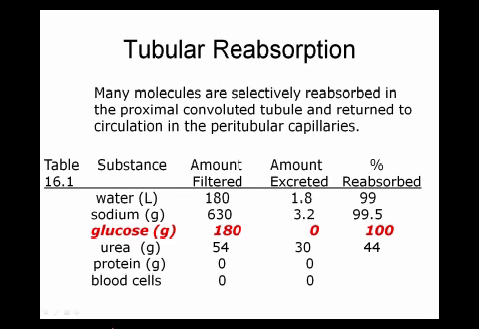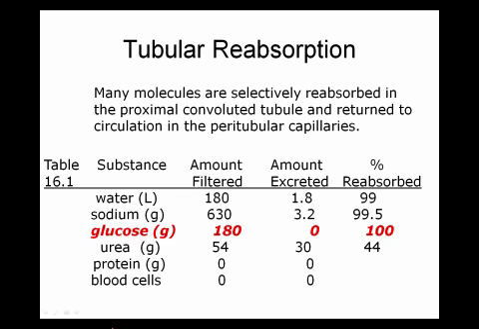It's conserved. 630 grams of sodium, almost 100% of that is conserved. Now again, this is going to be highly variable depending on sodium intake and activity level. There in the middle, glucose. Glucose is food. So about 180 grams a day is filtered out of the kidneys. None of that should be excreted. 100% of that should be absorbed in the proximal convoluted tubule.